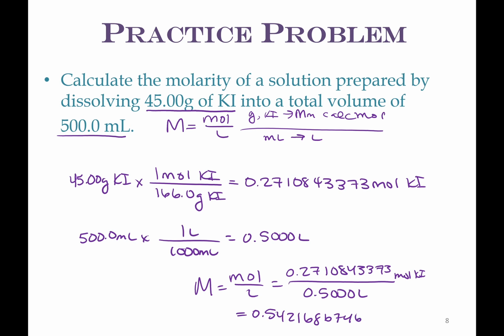0.5421686,746. Significant figures: there are 4 sig figs here, 4 sig figs here, so 4 in our answer. So if I change colors here, 1, 2, 3, 4, look 1 to the right. Our final answer would be 0.5422 molar potassium iodide.